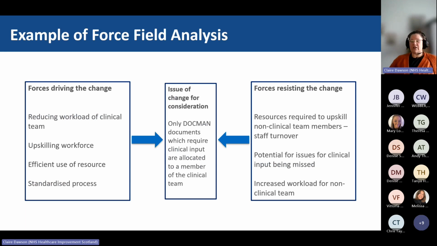So finally, here is what a force field analysis can look like. As I say, try and keep it low tech, it really doesn't need to be any more complicated than this. So our box in the middle, that is the issue or change for consideration. In this example, what we're thinking about doing with this team is looking at only DocMan documents which require clinical input being allocated to a member of the clinical team. So it's about being able to categorise what's coming through DocMan, so that only the essential stuff that needs clinical input goes across their desk, hopefully reducing the workload, which is freeing the clinical team up to be able to do other things.